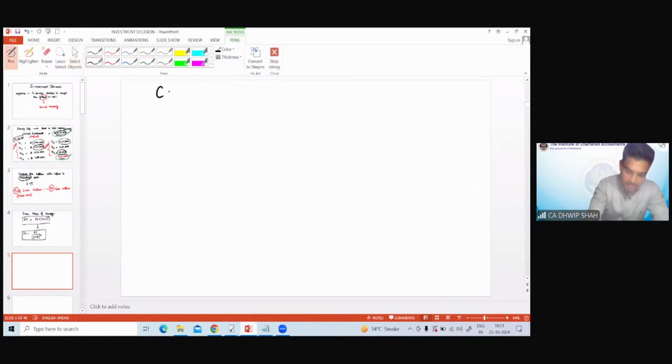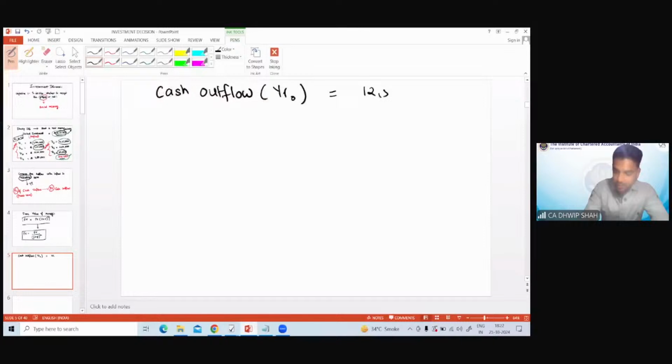So let's take my cash outflow. My initial investment of 12,50,000 will happen today. And technically, whatever is happening today is denoted by year 0. We say we are standing at the 0 point, which is 12,50,000. Do I need to discount this? The 12,50,000 of today would be 12,50,000 only. So we don't need to discount this outflow.